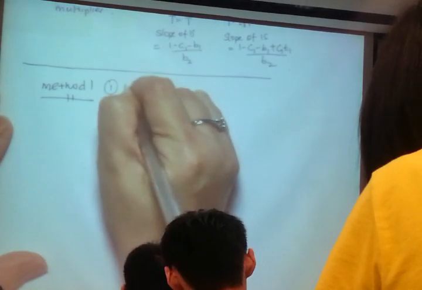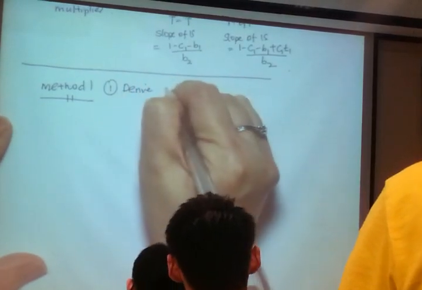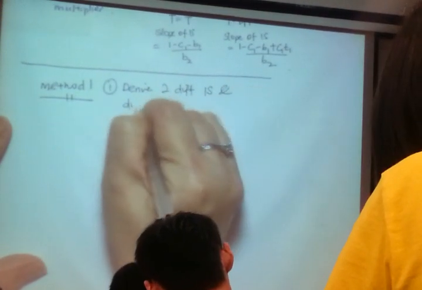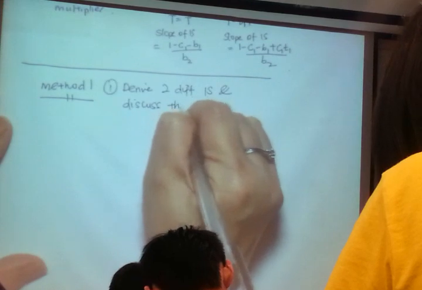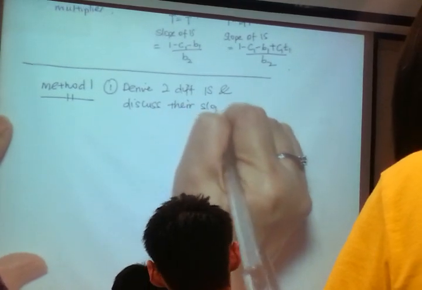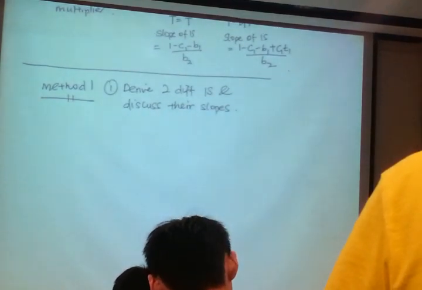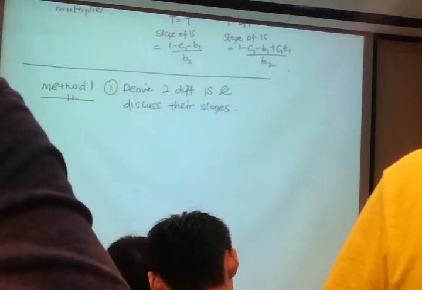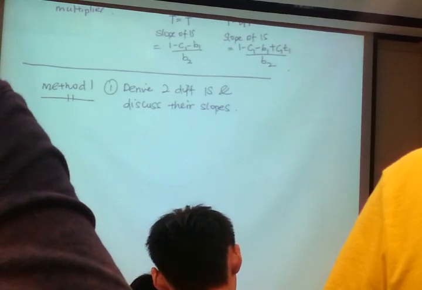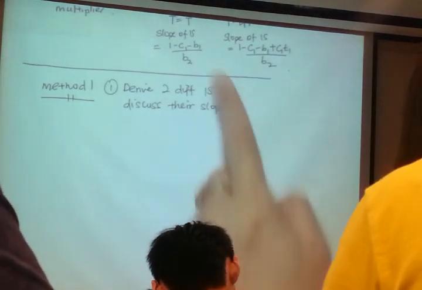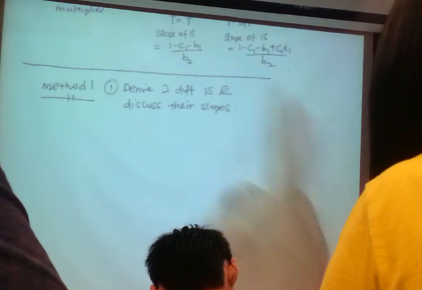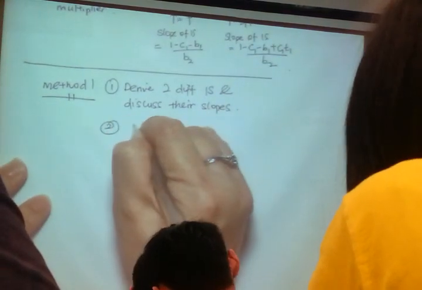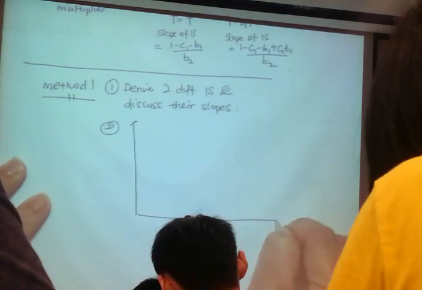Okay, first method is to actually derive two different IS curves and discuss their slope. Okay, so we will do this. You can get the answer from my outline, or you can look at your lecture notes. So you have to show the derivation of IS with lump sum tax, then the other with proportional tax. Okay, and then you have to therefore draw the diagram.